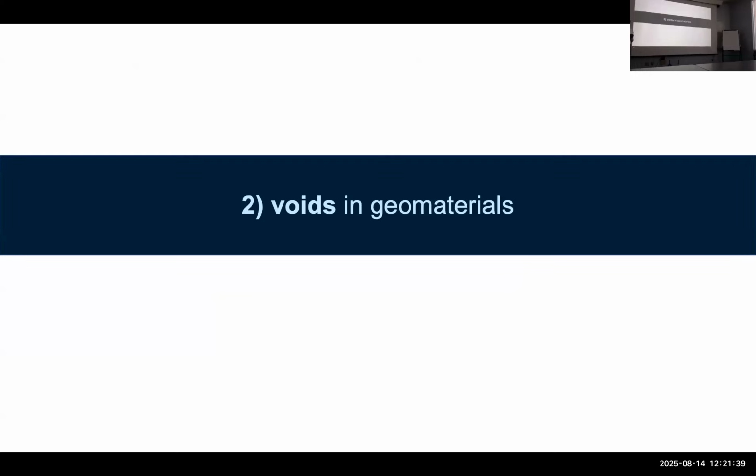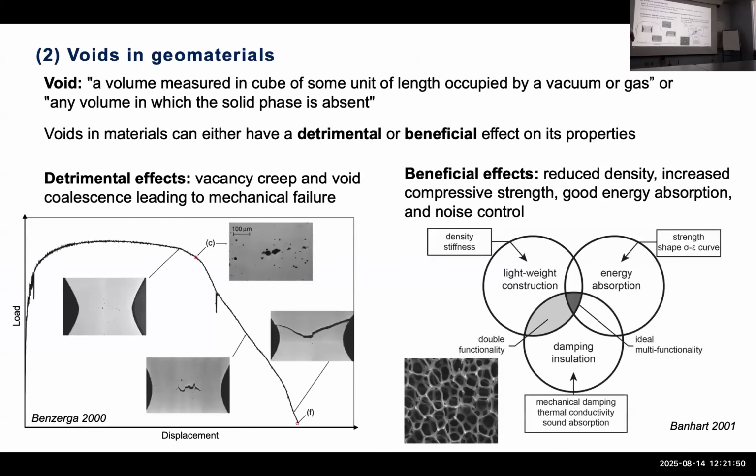Okay, so now that we've talked about segregation in ore minerals, we'll move on to a slightly different concept, looking at voids in geomaterials. The simple definition of a void is any space or volume that is unoccupied, or at least where the solid phase is absent. So this can be either a volume occupied by vacuum or a volume occupied by a fluid.